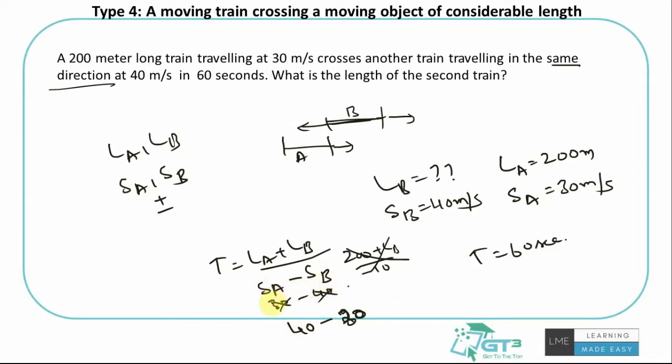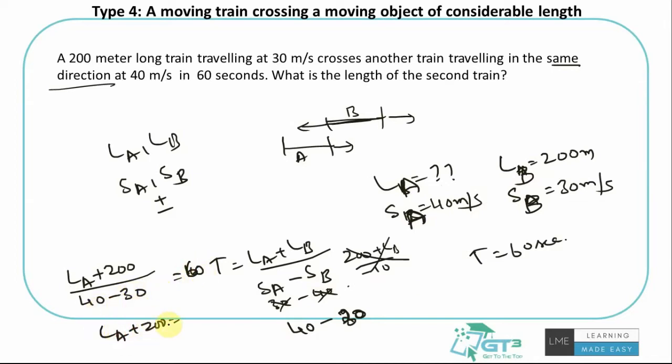So just make sure, keep this in mind that whenever I write SA minus SB, the faster train should be here. So technically, I should have written it like this. SB is 30, LB is 200, LA is not known and SA, the speed of train A, is 40 meters per second. In that case, it turns out to be (LA plus 200) by (40 minus 30) is equal to that 60 seconds that's given. So LA plus 200, 40 minus 30 is 10, 10 into 60 is 600. So LA would be 600 minus 200, that is 400 meters.